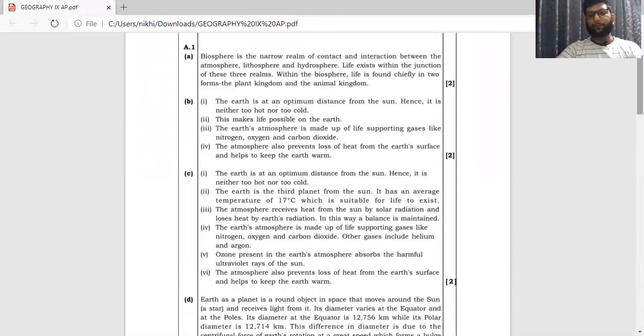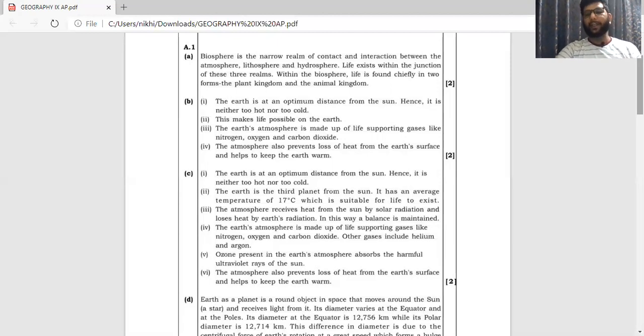All right, going to the 5th point. The ozone present in the Earth's atmosphere absorbs the harmful UV rays of the Sun. The atmosphere also prevents the loss of heat from the Earth's surface and helps to keep the Earth warm.